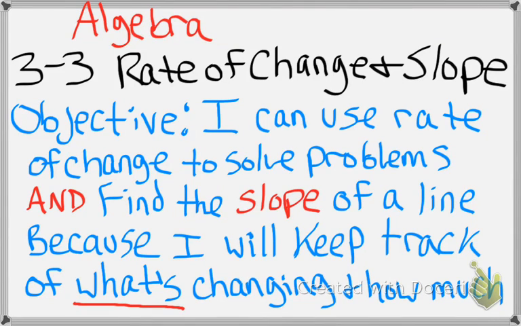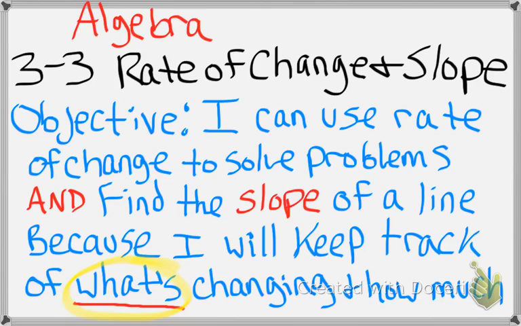In this Algebra 1 video, we're talking about Chapter 3, Lesson 3, Rate of Change and Slope. And I'll already tell you now, those are synonyms for each other, meaning they mean the same thing. Our objective is, as the student, I can use rate of change to solve problems, and I can find the slope of a line because I will keep track of what is changing and how much.